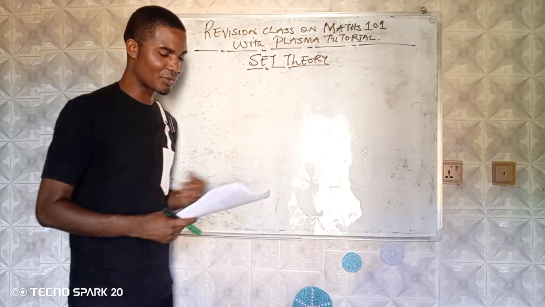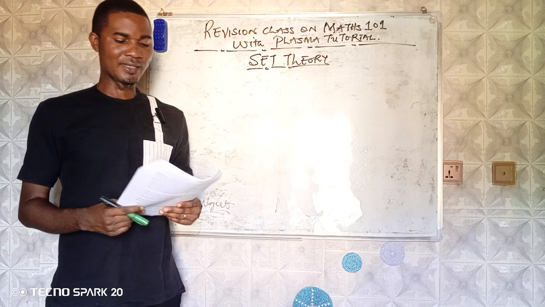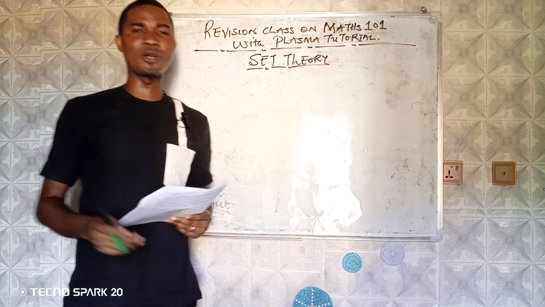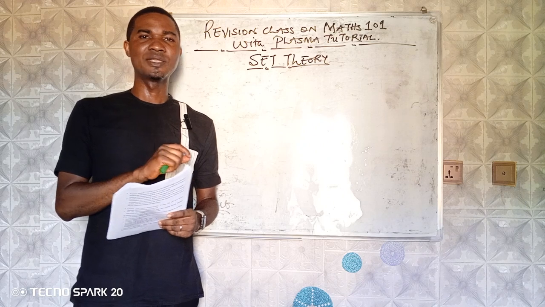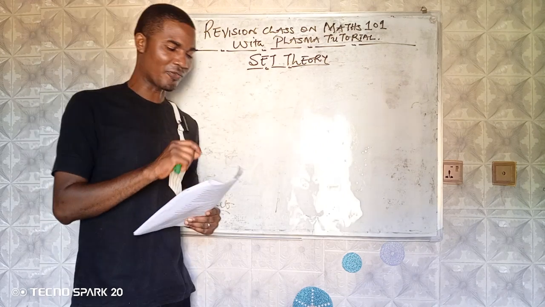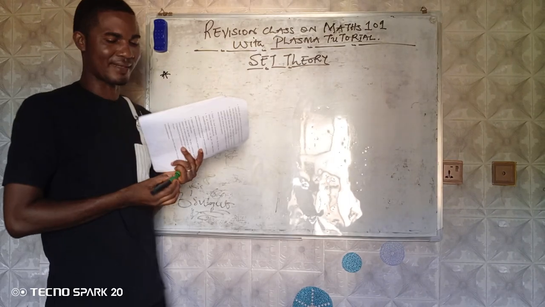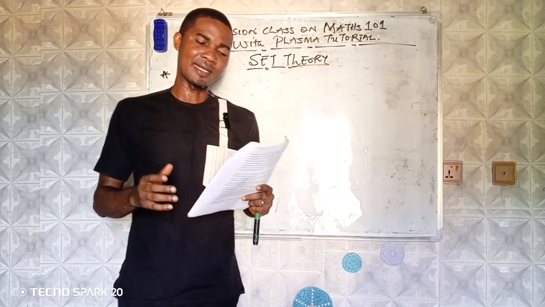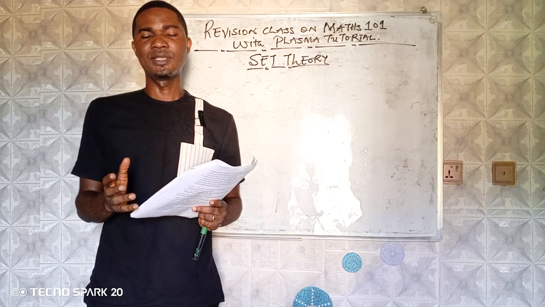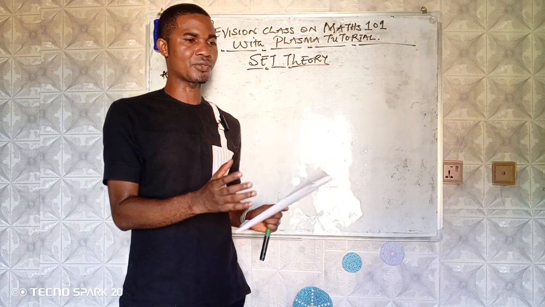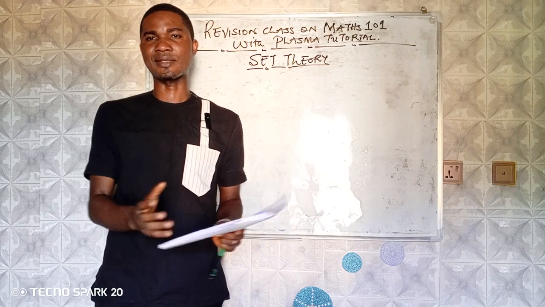So we have set theory. Under set theory, there are some things I want to remind us. The first thing is some definitions of terms in set theory. First of all, what is a set? A set is a collection, or a definite collection, of objects. When you collect some objects together and you call them one, you can say it is a set.